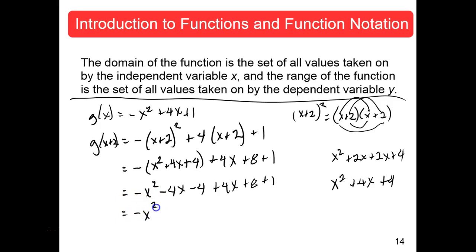Negative x squared. There's no other x squared term. But then what do we have? Minus 4x plus 4x adds to 0. And then, what do you wind up with? Plus 5. Got it. There's g of x plus 2, negative x squared plus 5. Doesn't look at all like your original g function, but that's what it is.